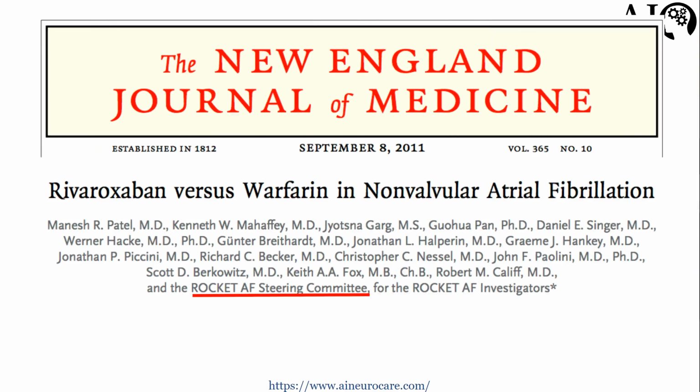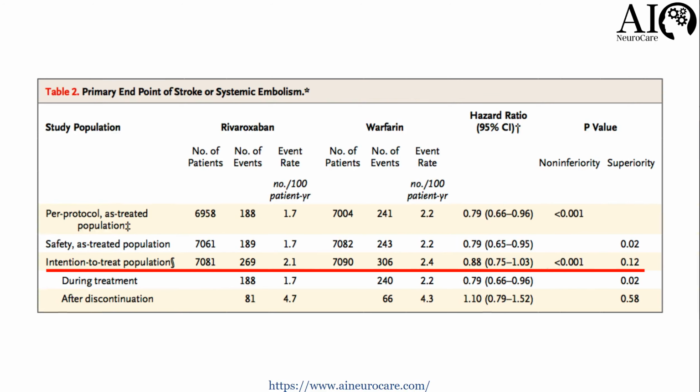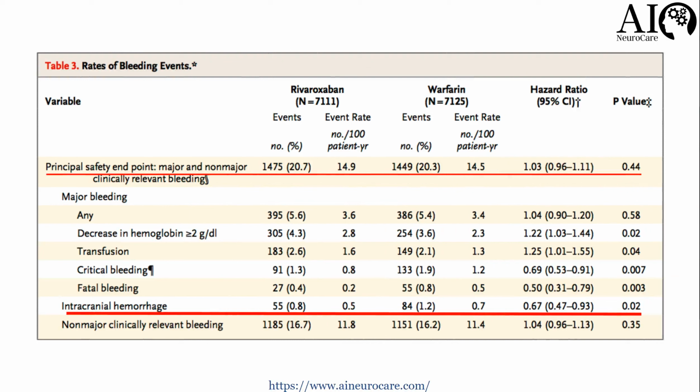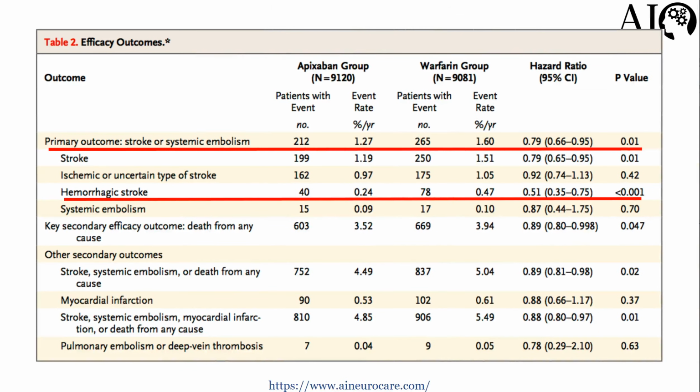Rivaroxaban was the next one, the ROCKET AF steering committee, and that also showed non-inferiority to warfarin. For intracranial hemorrhage in this particular study, rivaroxaban did not show any difference from warfarin as far as intracranial bleeding is concerned. And then the ARISTOTLE study, which is apixaban, and you can see the primary outcome is that it is non-inferior. However, hemorrhagic stroke in apixaban was technically safer, and not just safer, the hazard ratio is 0.15, which is technically half the risk of bleeding as compared to warfarin. So not only is it non-inferior to warfarin, but the bleeding risk is quite good in apixaban.